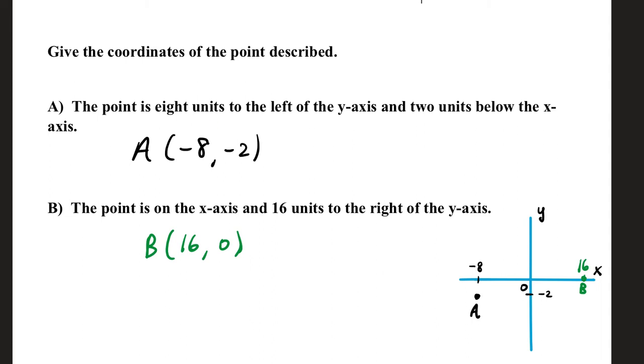Left 8, down 2 gives us the coordinates negative 8, negative 2. Point B is described as the point on the x-axis 16 units to the right of the y-axis. So if we go 16 units to the right of the y-axis, but we don't go up or down, then we have the ordered pair or coordinates of 16 and 0.